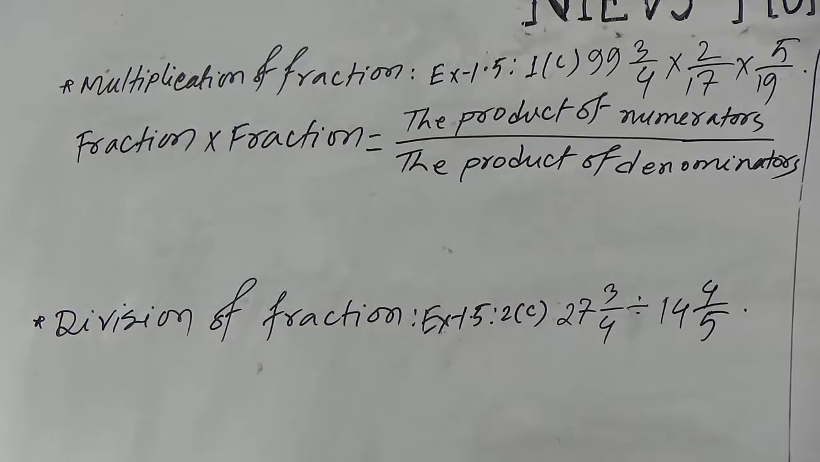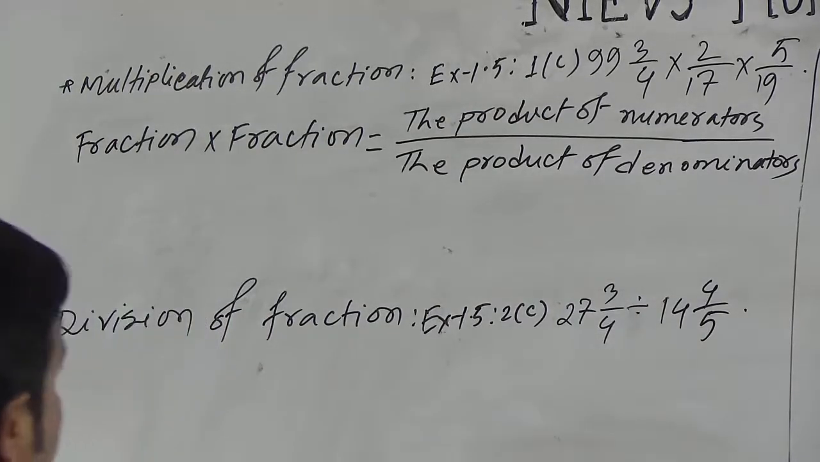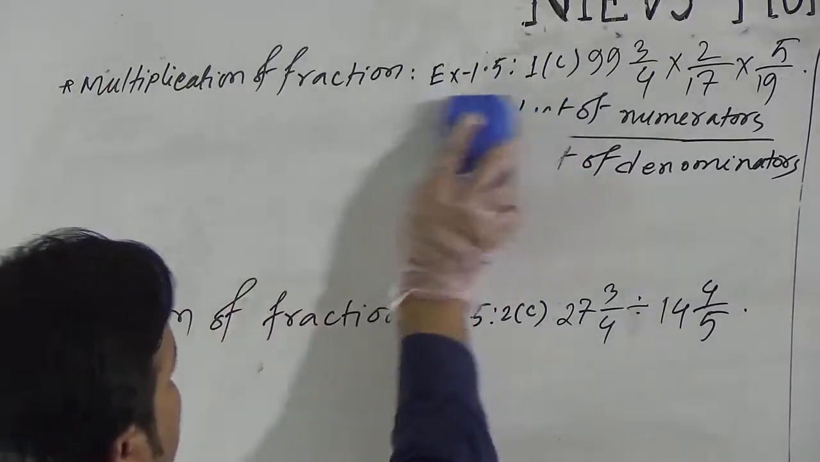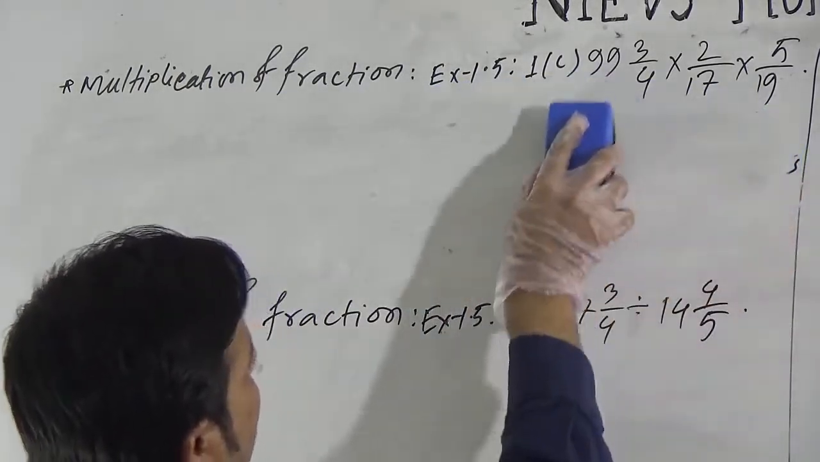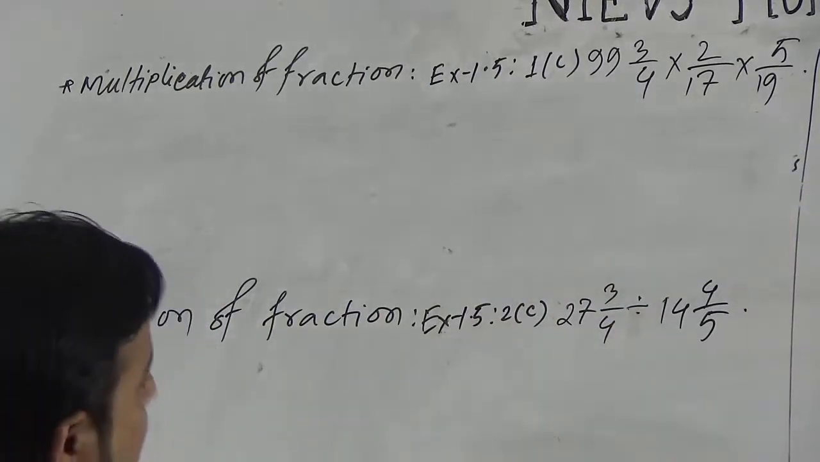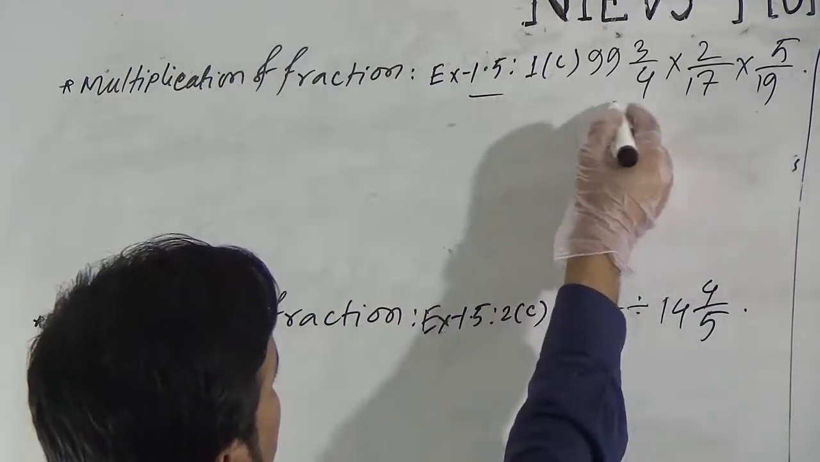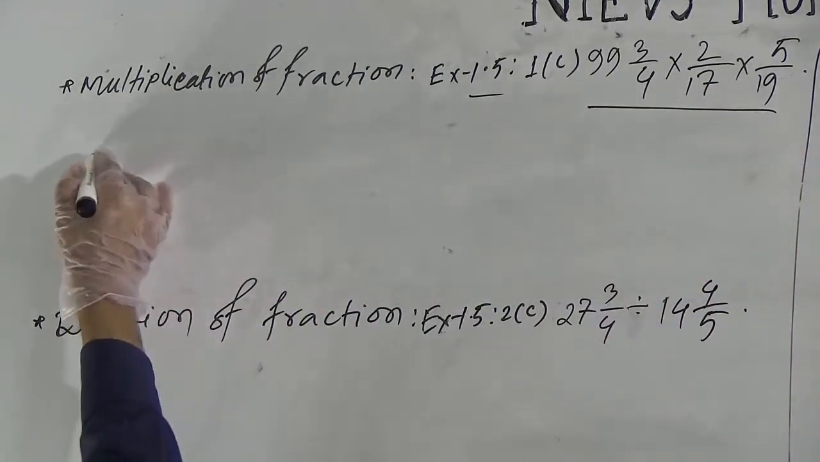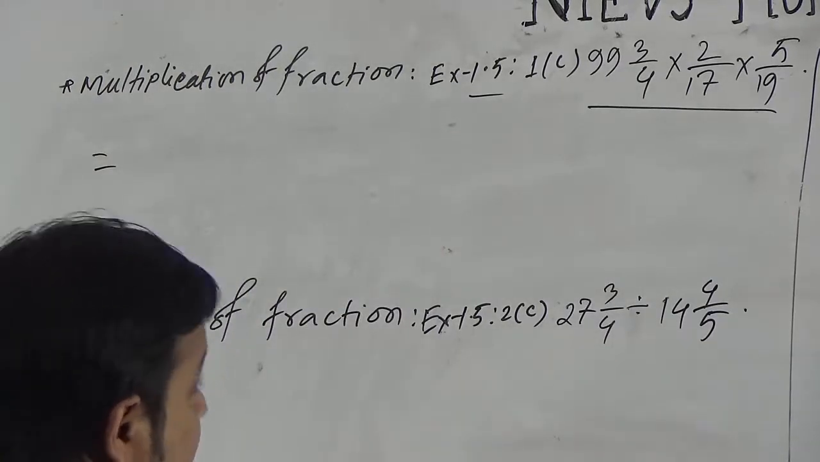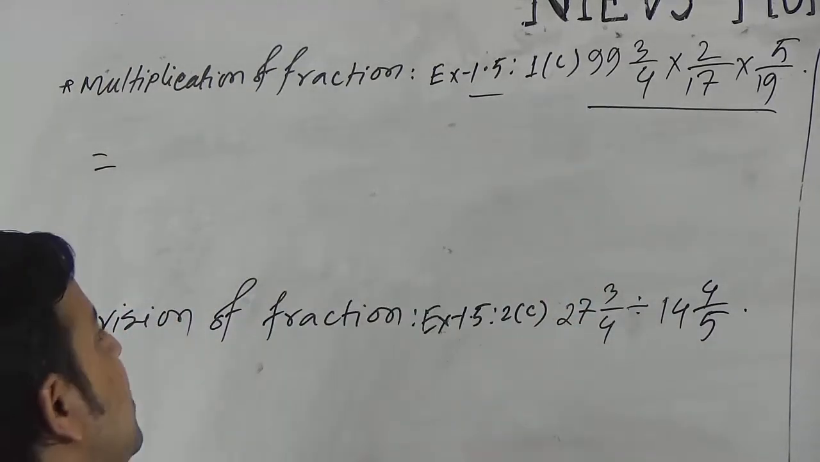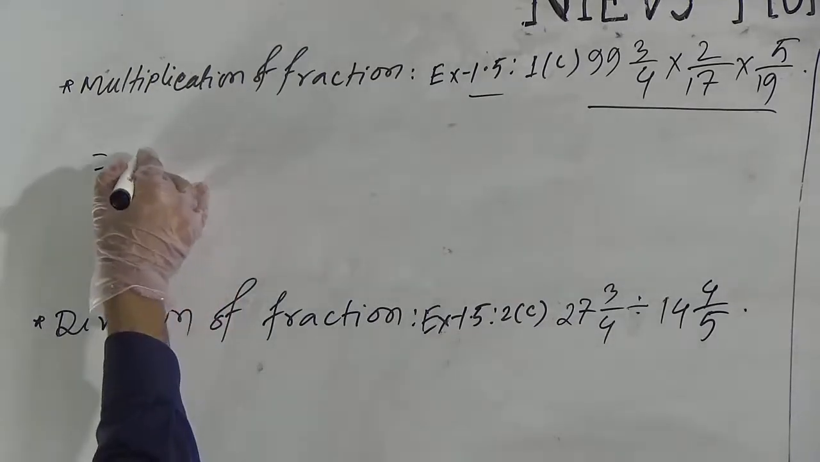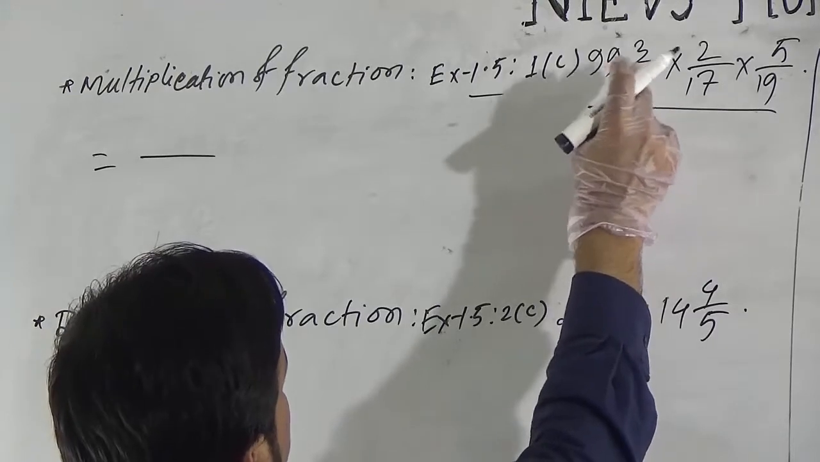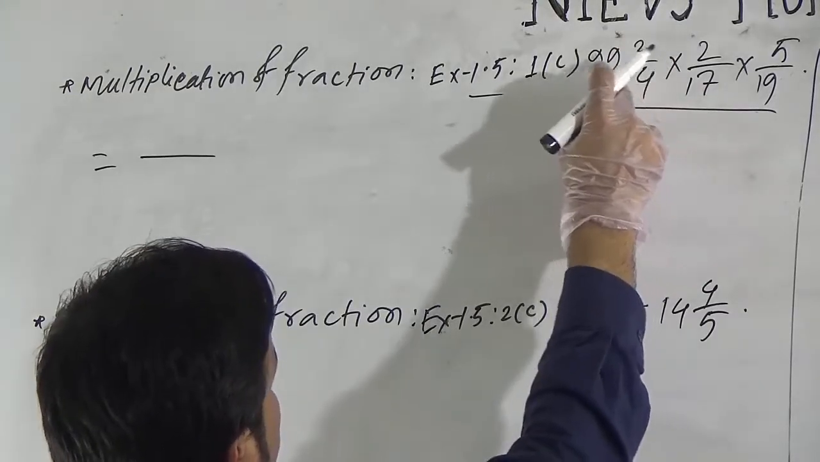Now let us solve a question. According to this formula, we can solve a question. The question I have written at first from your exercise. The exercise is exercise 1.5. This is our given question. I will solve this question now. As here is a mixed fraction, at first we have to convert this fraction into improper. To convert the fraction into improper, we have to multiply the integer part by the denominator and then add the numerator.